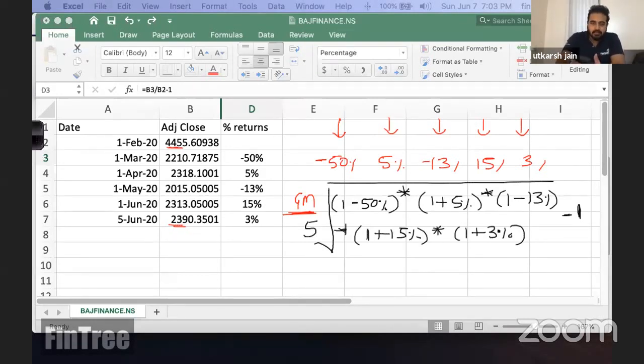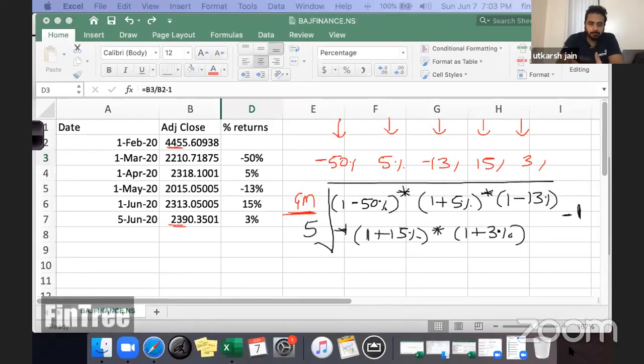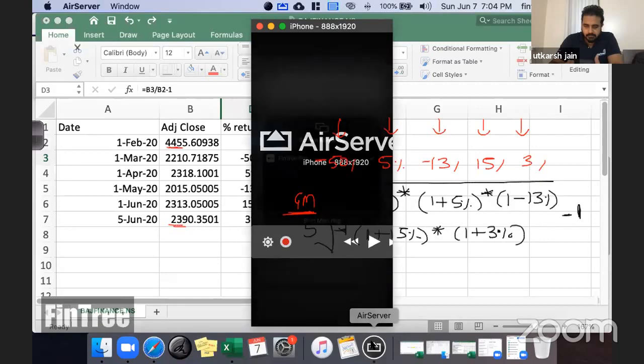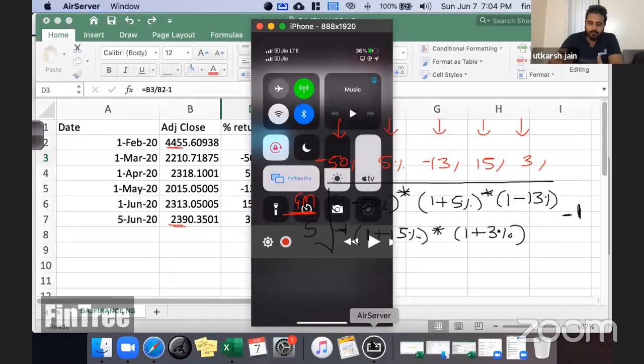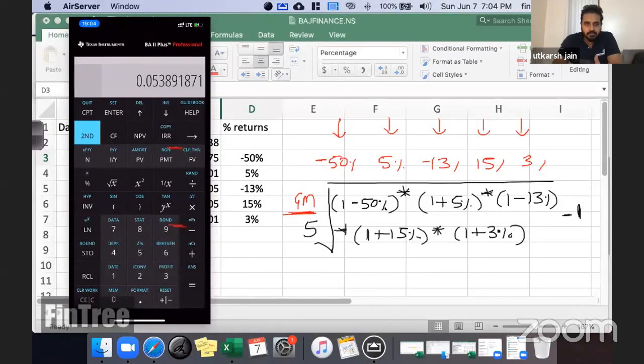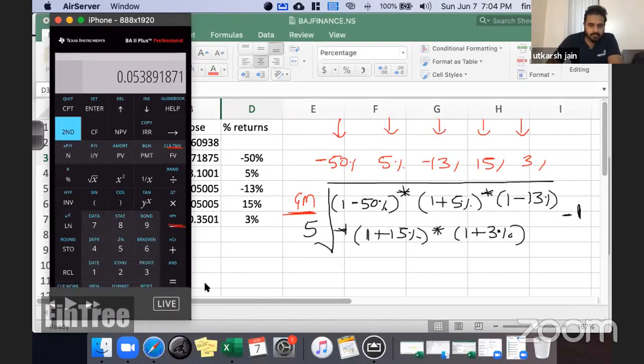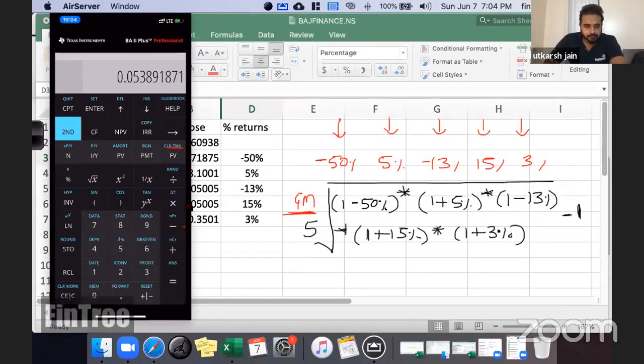Let me just try and get that calculator screen. Okay, just a minute. Okay, here we go. So this is my calculator. I'm not sure it will work real time, but I will try. Okay.